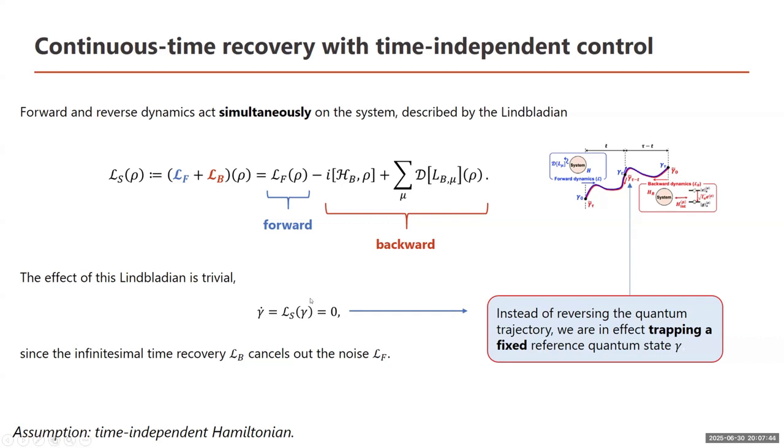the time derivative of gamma should be 0. We can interpret this as, instead of reversing the quantum trajectory, in effect trapping a fixed reference quantum state gamma. So we are not changing or evolving the quantum state gamma from gamma 0 to gamma tau, but trapping or fixing the reference state at just one gamma. This comes from the infinitesimal time recovery L_B: the backward dynamics cancels out the forward noise.